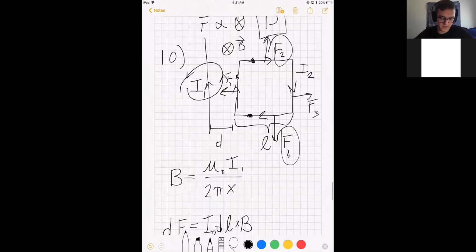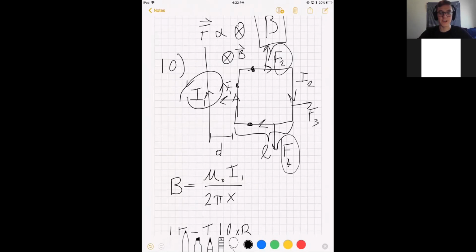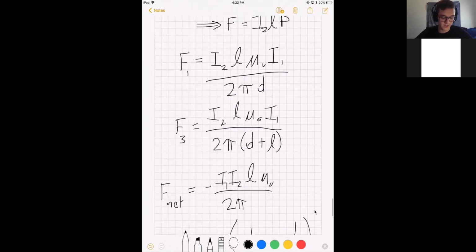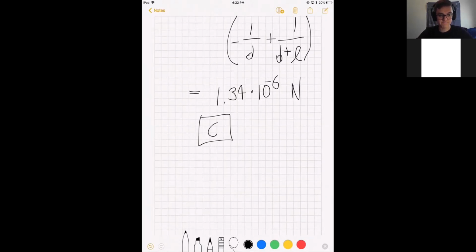There are a lot of moving parts here, but once you break up the diagram, it's not too bad. All you have to do is really recognize that.